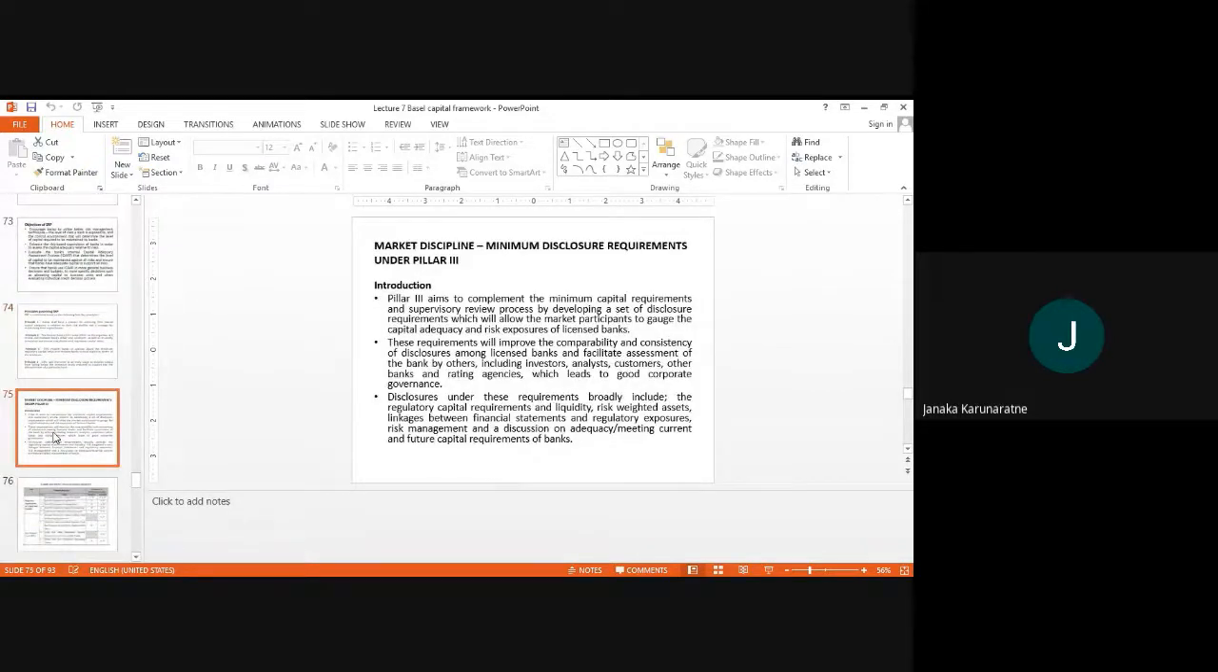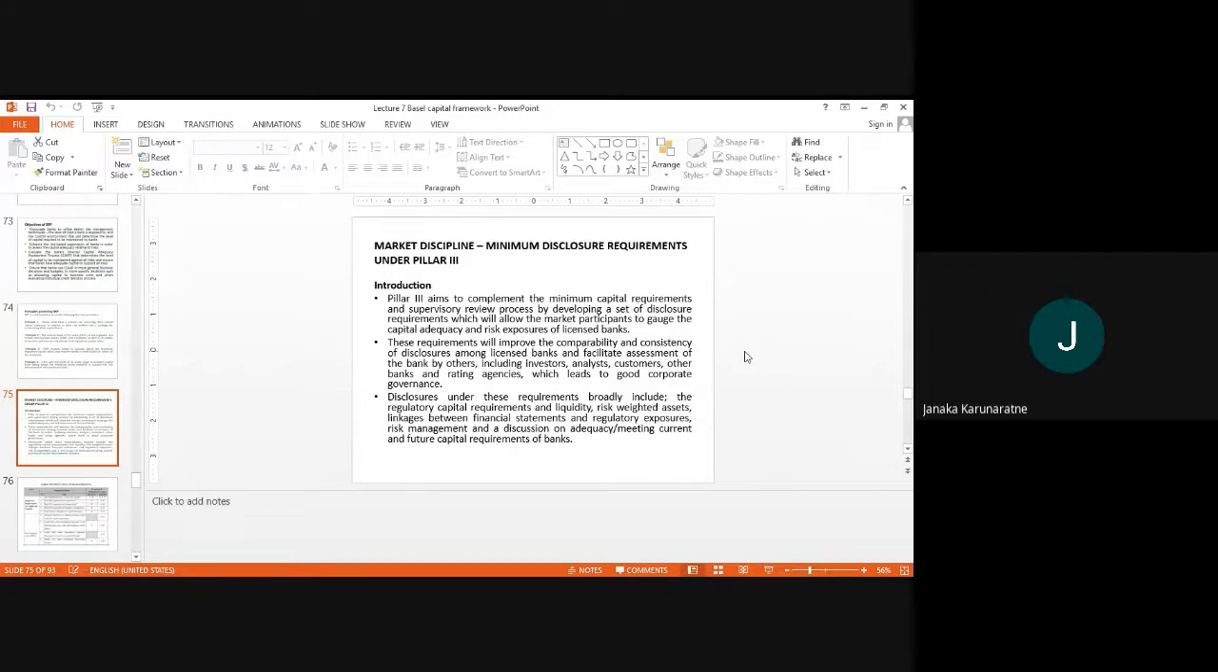Then, okay, let's move on to the third pillar. The third pillar, which we didn't discuss in detail last time, but here the direction itself sets the framework for Pillar 3, that is market discipline. Okay, Pillar 3 aims to complement the minimum capital requirements and supervisory review process by developing a set of disclosure requirements which will allow the market participants to gauge the capital adequacy and risk exposures of licensed banks. Okay.